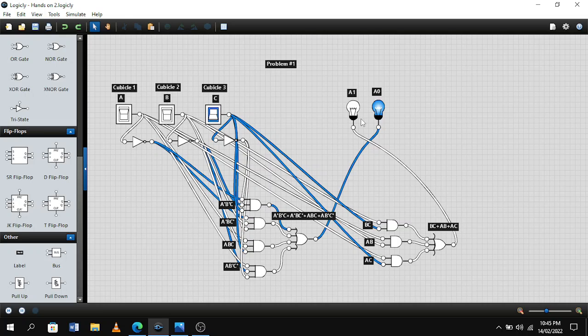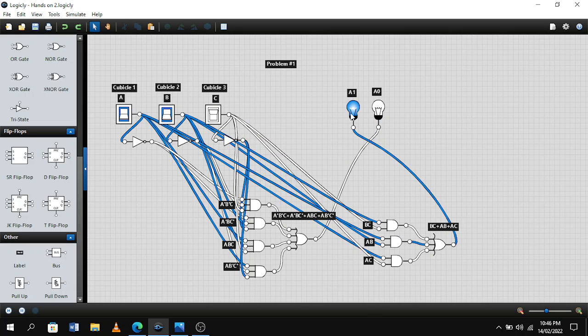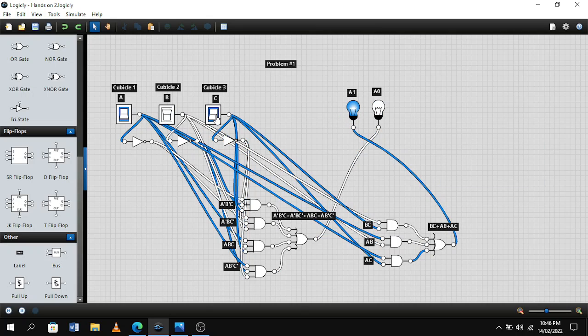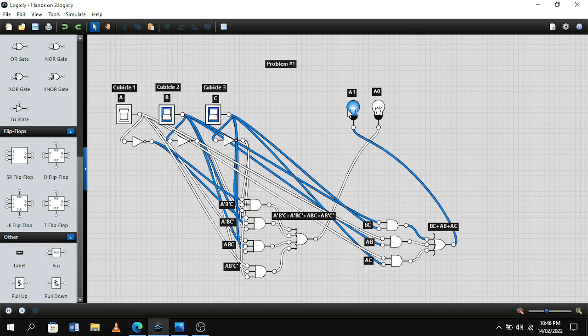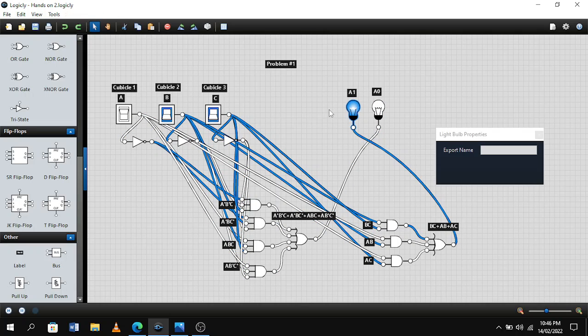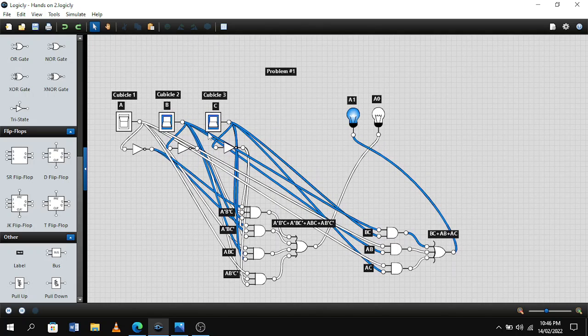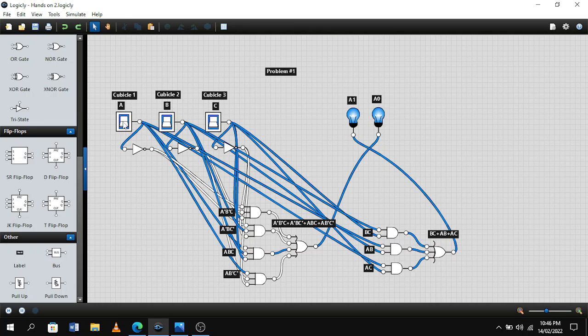1 cubicle, its binary form is 0, 1. How about 2 cubicles? It's 1, 0. A1 will light up. Whatever the position of the cubicles, as long as it's 2, as you can see, decimal number 2, its equivalent is 1, 0 in binary. How about 3? 3 cubicles occupied, as you can see, 1, 1, which corresponds to 3.